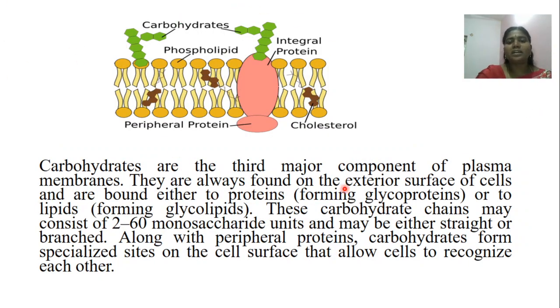Carbohydrates are also the third major component of the plasma membrane. They are always found on the exterior surface of the cell. These are carbohydrate moieties, maybe glucose, galactose or mannose. They are bound either to proteins, forming glycoproteins, or to lipids, forming glycolipids. These carbohydrate chains may consist of 2 to 60 monosaccharide units, and they may be either straight or branched. Along with the peripheral proteins, the carbohydrates form specialized sites on the cell surface that allow the cells to recognize each other. So these are the carbohydrate moieties, and this is how they are attached to the proteins or also to the lipids.